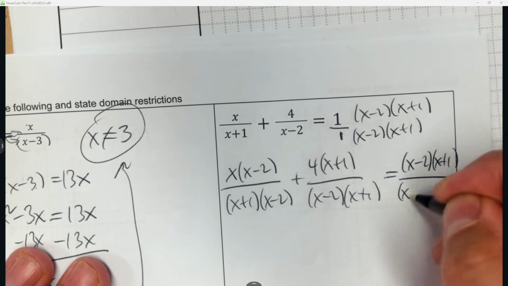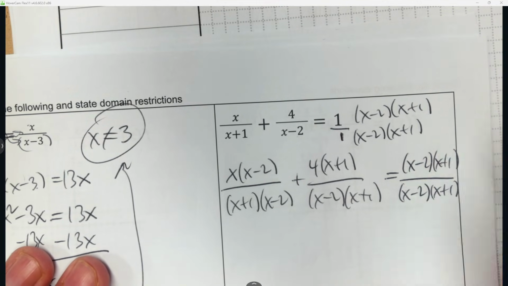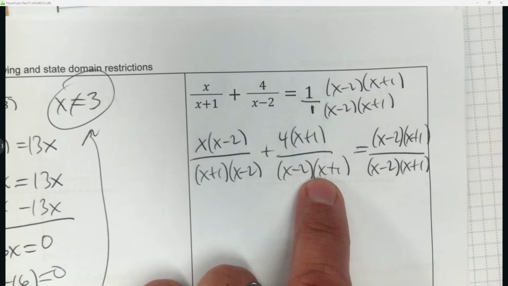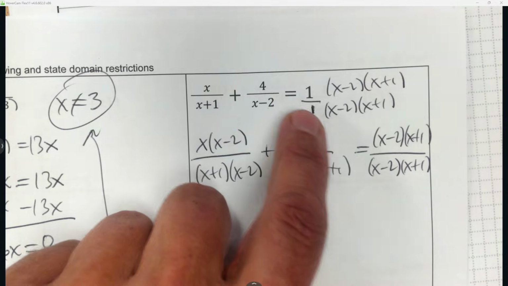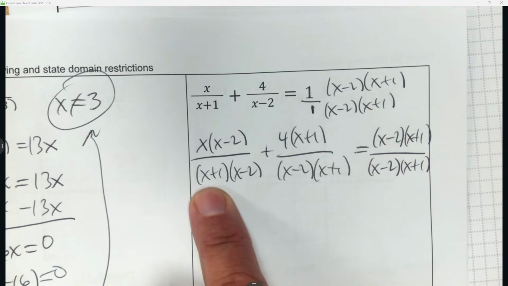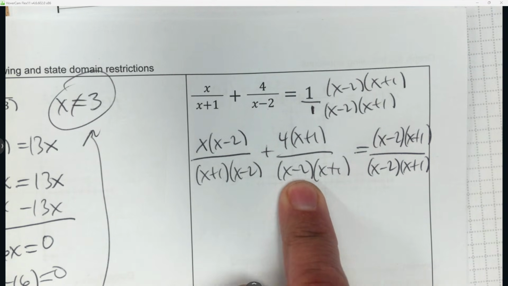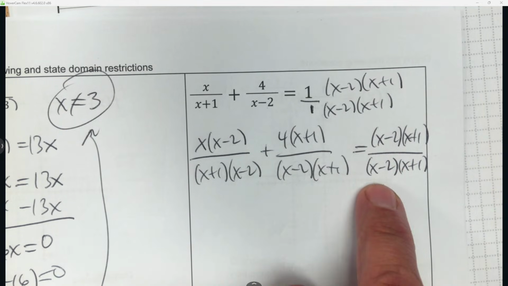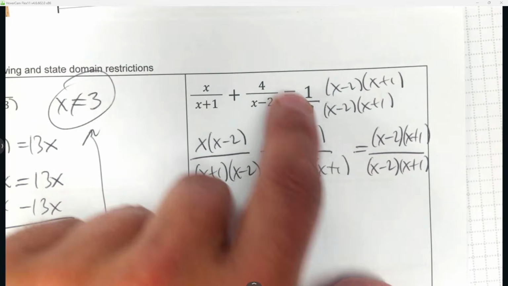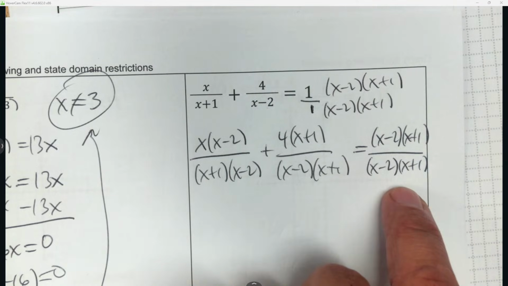Take a moment and think about it. So I need all the denominators to be the same. So 1 would not match the other denominators. So to make the match, I take that denominator, x minus 2, x plus 1, and I multiply top and bottom times that. So when you multiply it times 1, it just stays the same.